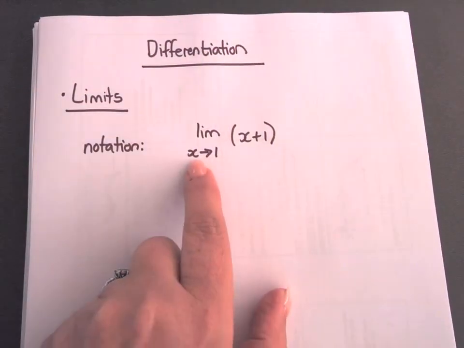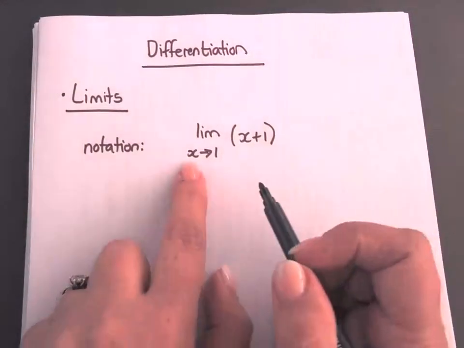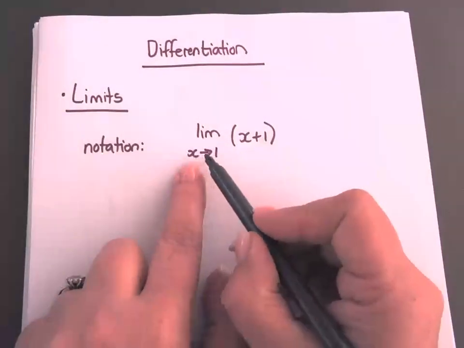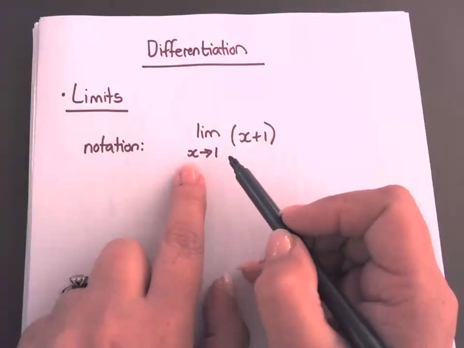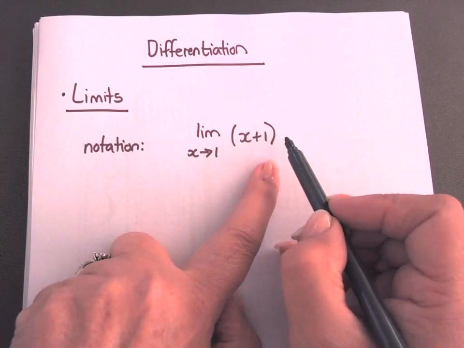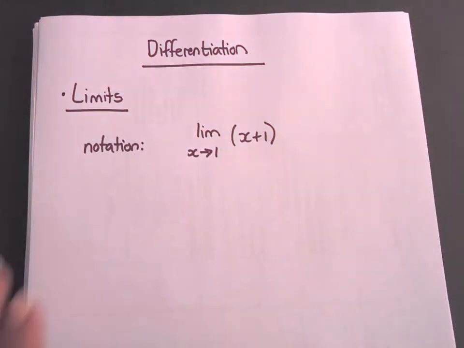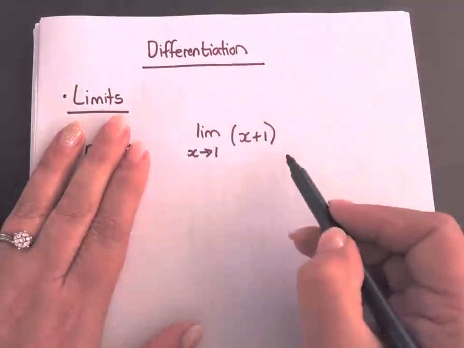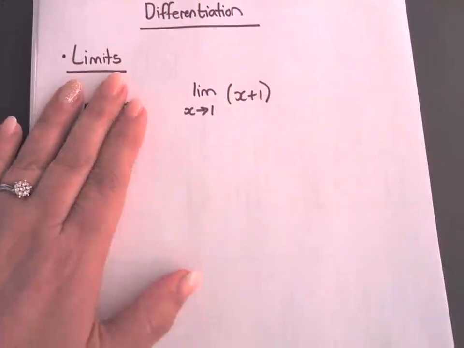So this bottom part means x approaches 1, x tends to 1 of x plus 1. Now what does this mean? Let's quickly look at what it means.